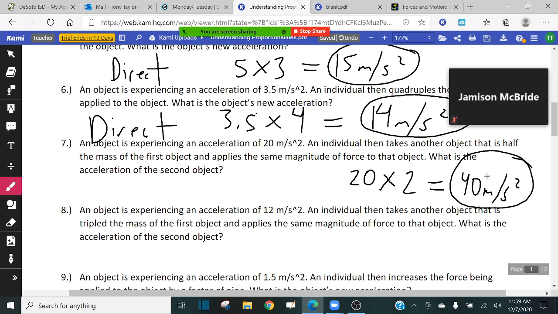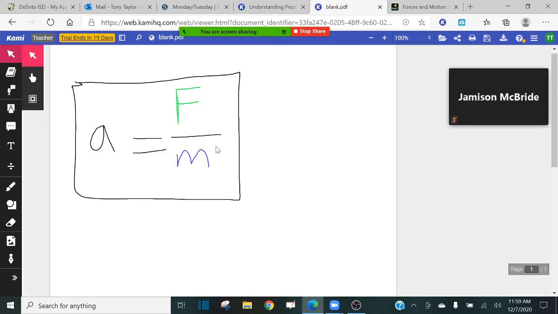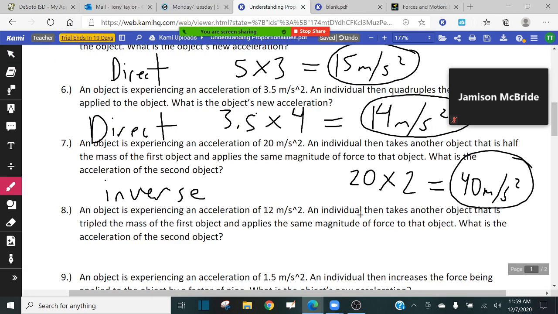But that's not all for number 7. Not only do I want you guys to write out the answer, I want you to tell me whether or not our relationship is a direct proportionality or inverse proportionality. Notice now we're dealing with mass and acceleration, so we're dealing with an inverse proportionality, because mass is in the denominator. Anytime you have an equation in this course, whatever's in the denominator is inversely proportional to the resultant. Any questions?